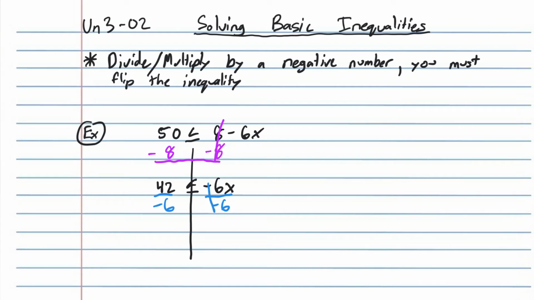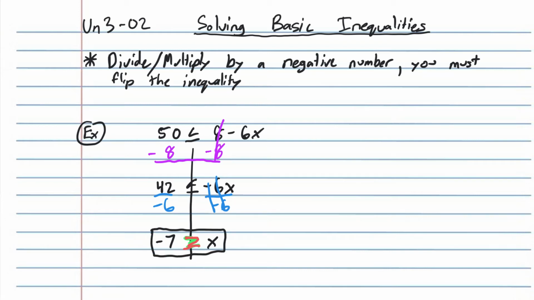On the right, the negatives cancel and the 6s cancel, so we have just x. But now we divided by a negative number, so our rule happens. Our symbol is actually going to flip around and become this way. In fact, let me use a different color just to make it a little bit clearer. So it's flipping around, becoming that. And then on the left side, 42 divided by negative 6. You can use a calculator if you need to. And you get negative 7. That's your answer. This is a completely acceptable answer.